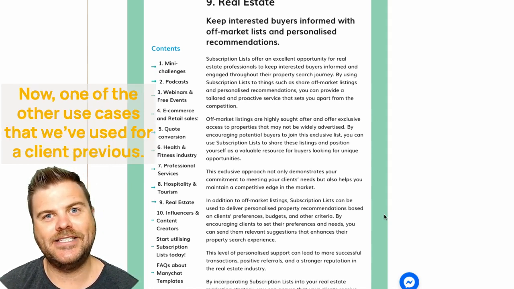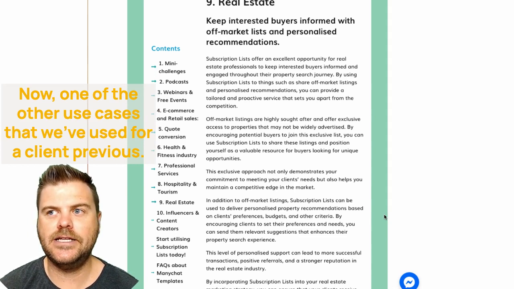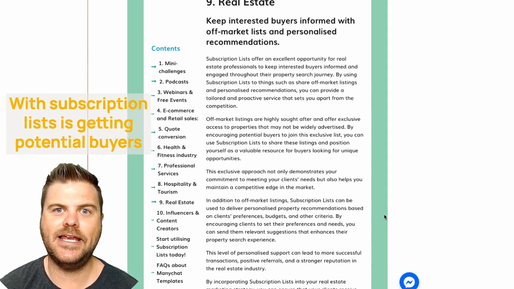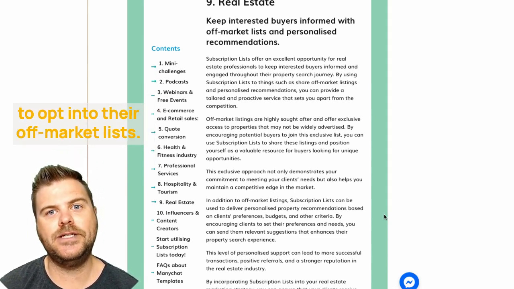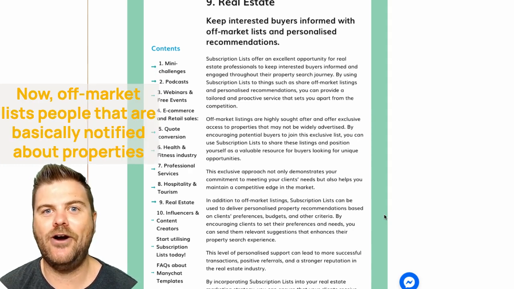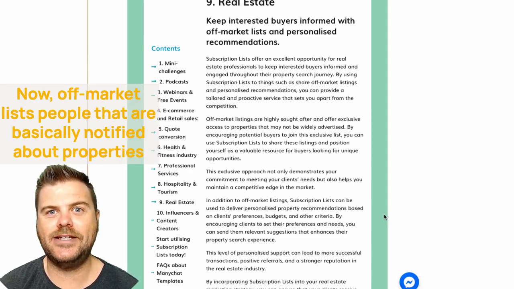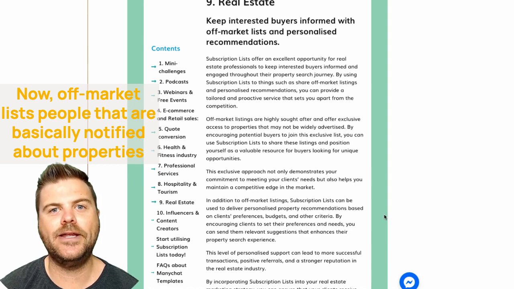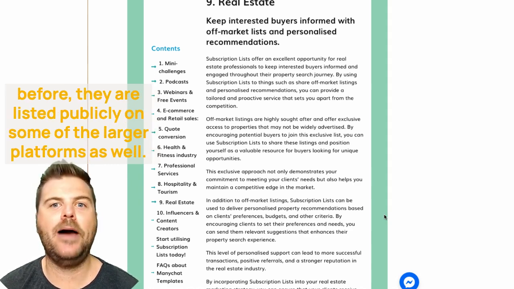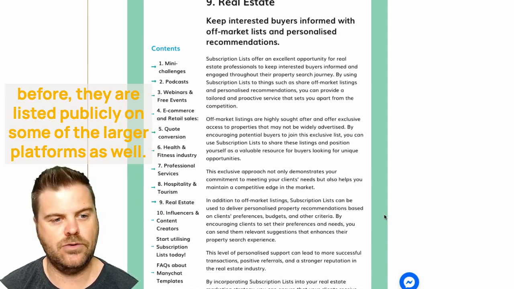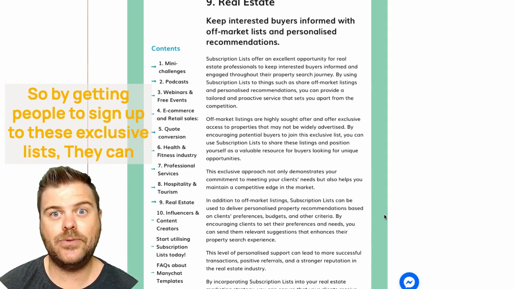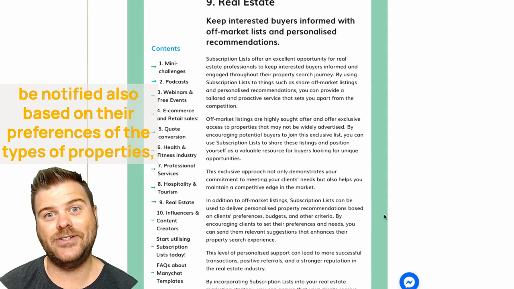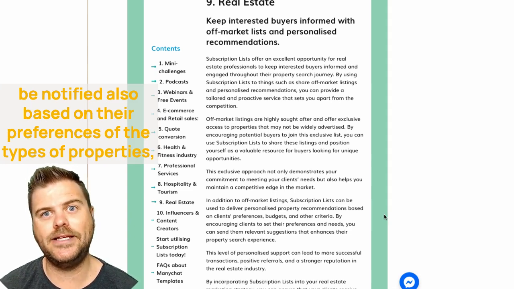Now, one of the other use cases that we've used for a client previously with subscription lists is getting potential buyers to opt in to their off-market lists. Off-market lists are people that are basically notified about properties before they are listed publicly on some of the larger platforms. So by getting people to sign up to these exclusive lists, they can be notified also based on their preferences of the types of properties, locations, etc.